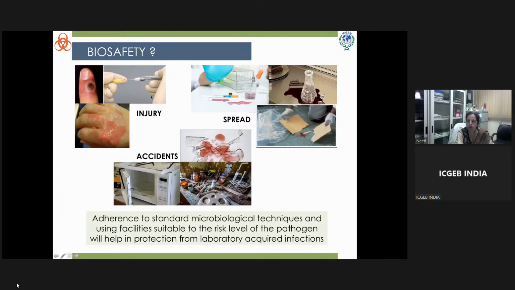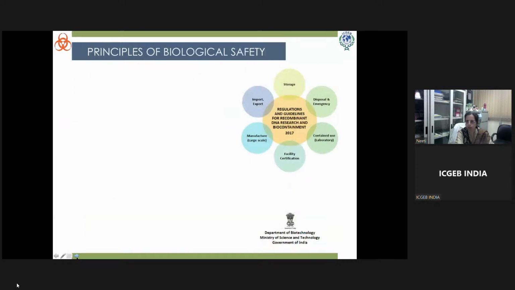Most of the basics of these injuries and accidents are covered under good lab practices, and we believe that most of you are already aware or trained in this. So for today's talk, we focus only on the microbiological and the other biological techniques and the safety issues associated with them.